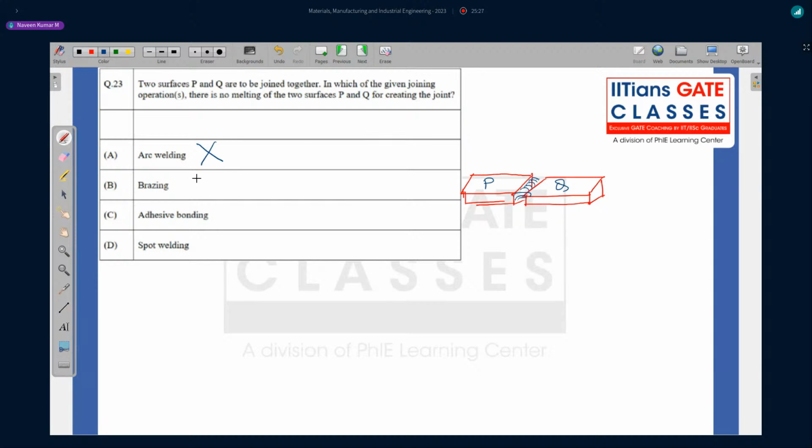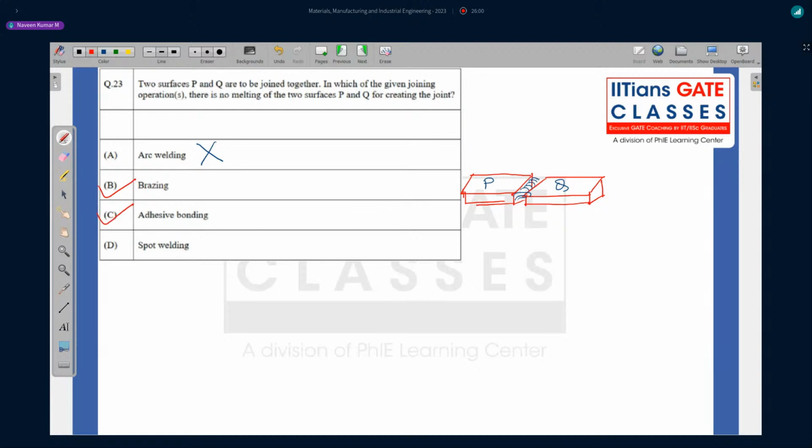Brazing, yeah, this might be the answer. Why can this be the answer? Because in brazing, we clean the surface by using some surface process. We remove that. We apply borax and all, right? And then after cleaning, you put the brazing content there, where you have that solder or brazing content. You put it, and because of capillary action, it will suck in. So there is no melting of P and Q. So obviously this can be the answer. Brazing is the answer, and there might be one or more options. Obviously, we have to check that.